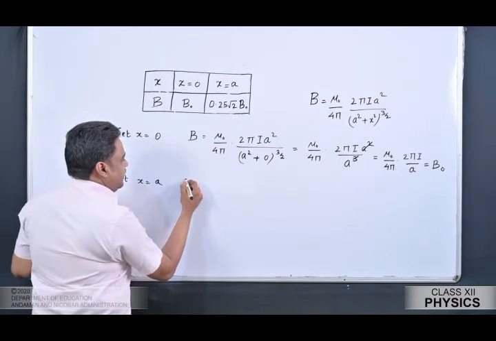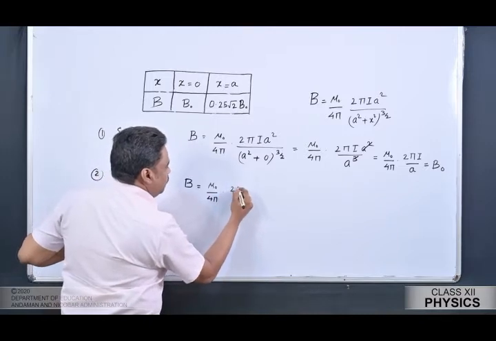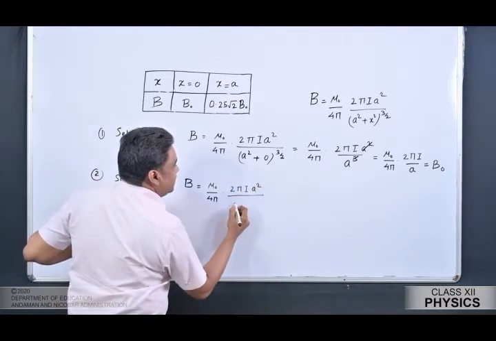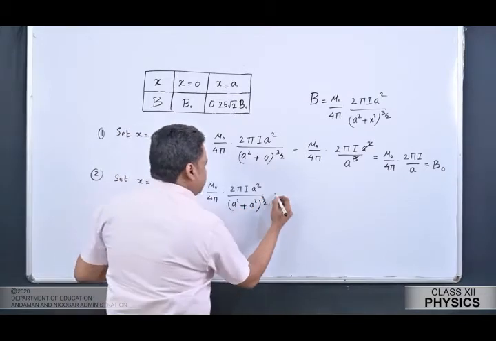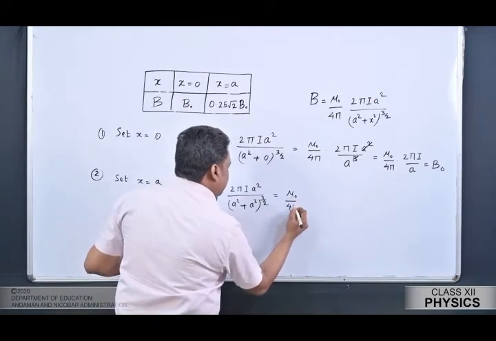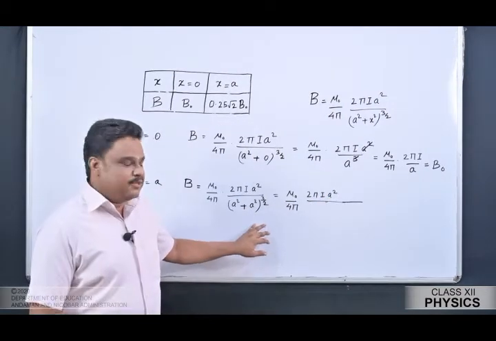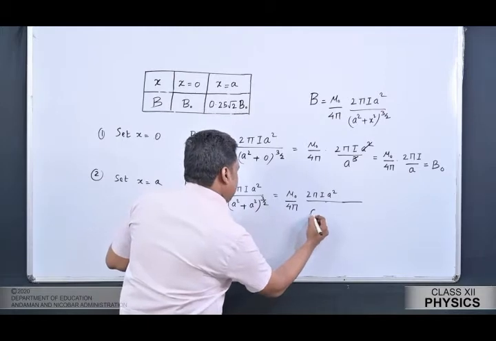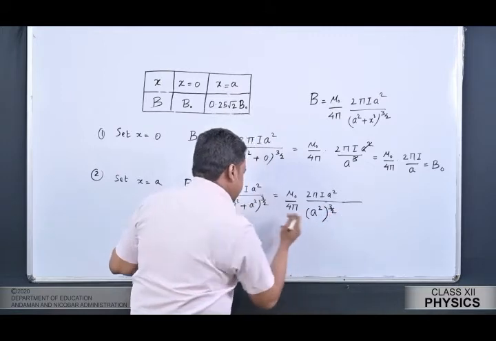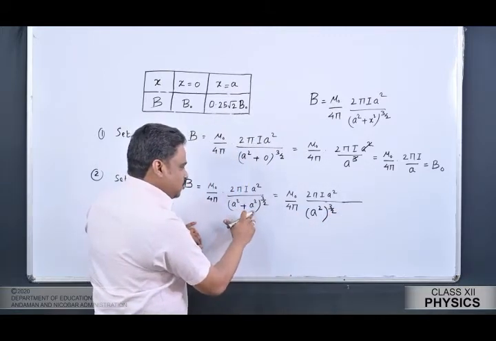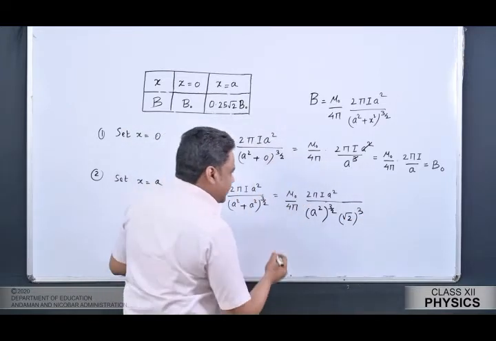So once again I am going to say B is equal to mu naught by 4 pi, 2 pi I A square by A square, and in place of x it is also A square, to the power 3 by 2. So what will be the reduced value? It is mu naught by 4 pi, 2 pi I A square by, I'm going to simplify this part, A square can be taken out, so it will be A square to the power 3 by 2. What is left is 1 plus 1 is 2, 2 to the power 3 by 2 can be written as root 2 cube. So you can do the simplification.